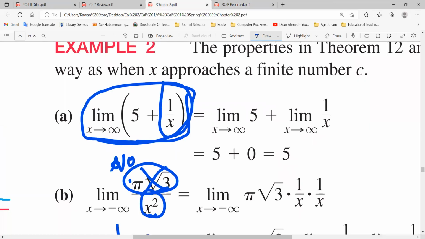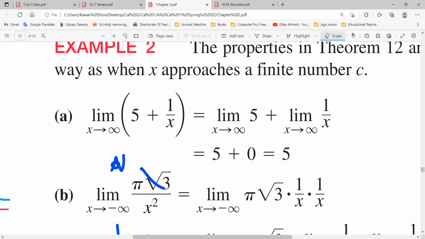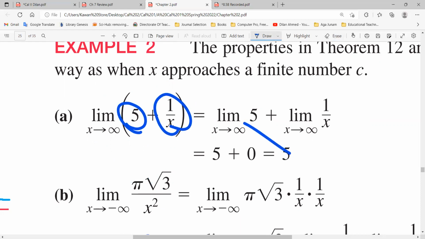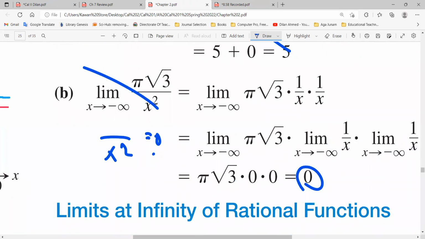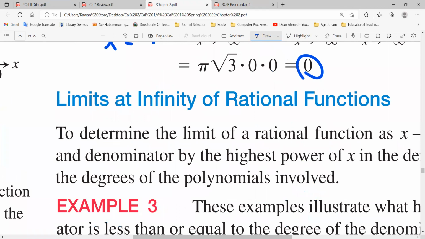That's why in chapter 2, in Cal 1, if you have such a limit, I say that part is equal to 5, that part is equal to 0. So that's why I got 5. Again, we say that one is equal to 0. Do you have any question about these two examples?